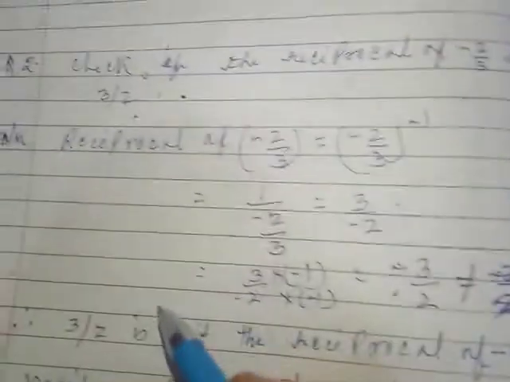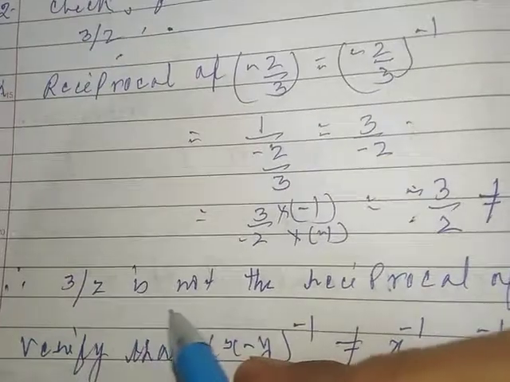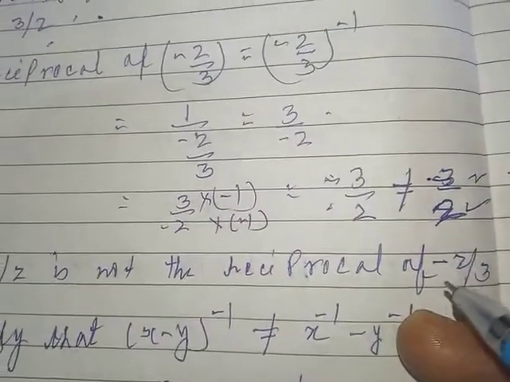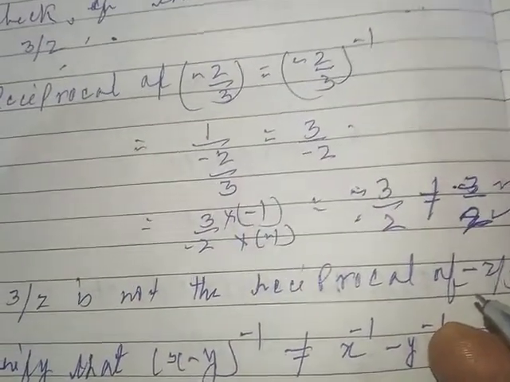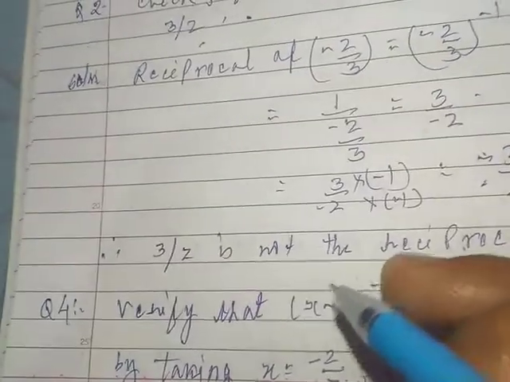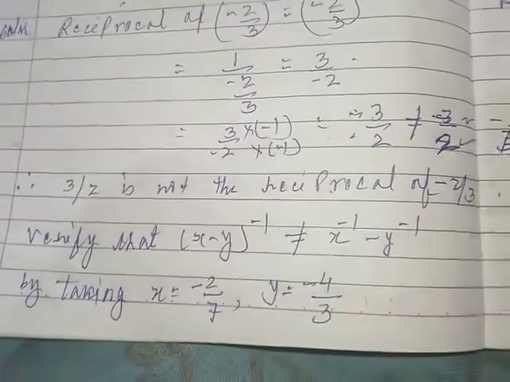Therefore, we can say that 3 by 2 is not the reciprocal of minus 2 by 3. Correct? One more question. Next question is there, question number 4.